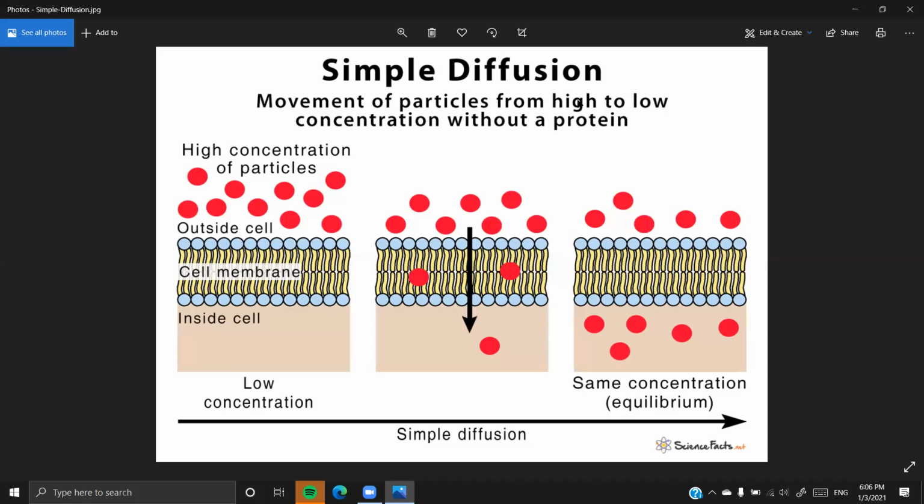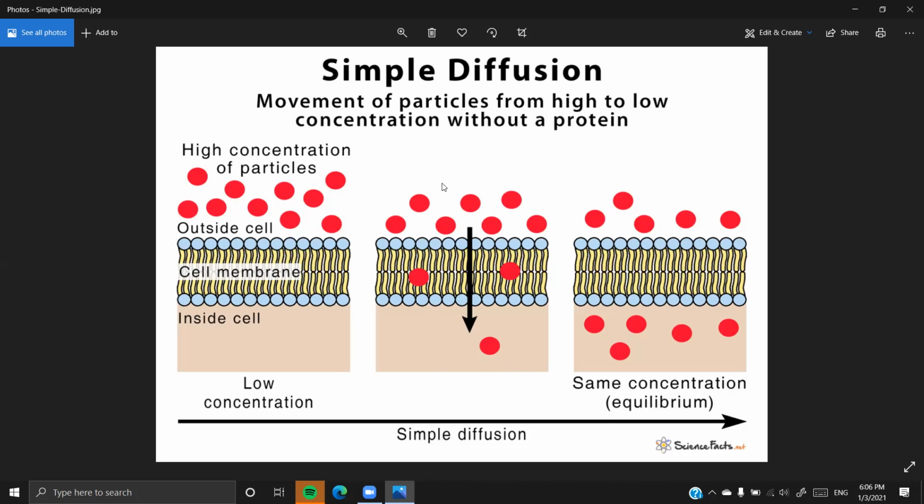So what is simple diffusion? Simple diffusion is something which speaks about the movement of the particles, molecules, or ions from a higher concentration towards a lower concentration. If you see here, you can see that the intracellular, that is inside the cell, the concentration of this particular molecule is very, very less comparatively to that of this particular concentration outside the cell.